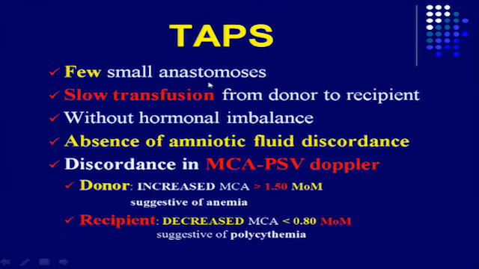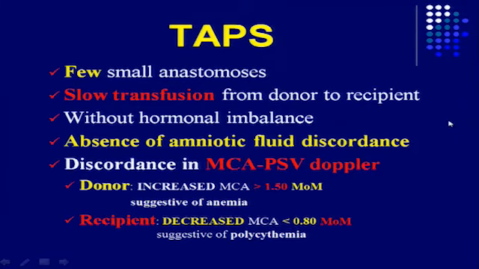So TAPS, few small anastomoses, the slow transfusion from the donor to the recipient. There's no hormonal imbalance. There's an absence of amniotic fluid discordance. The discordance is in the peak systolic velocity of the MCA Doppler. So your donor is going to increase MCA greater than 1.5 MOMs, suggestive of anemia, and the recipient has a decreased MCA of less than 0.8 MOMs, which is the suggestion of the polycythemia. So it's that difference that lets us know that these babies are at risk.